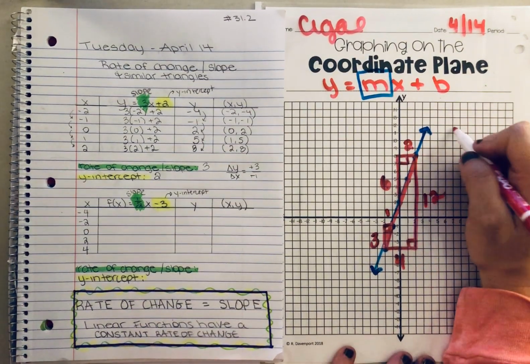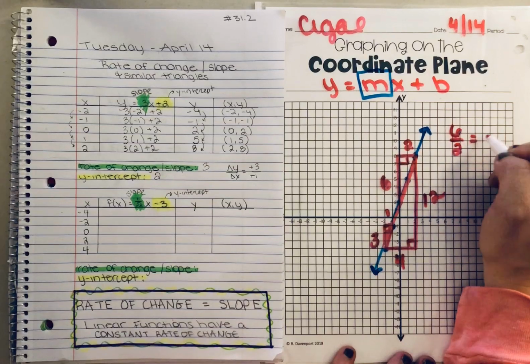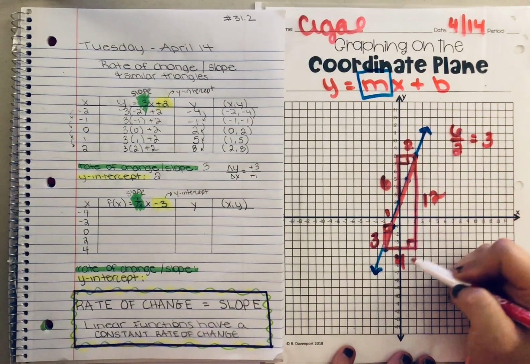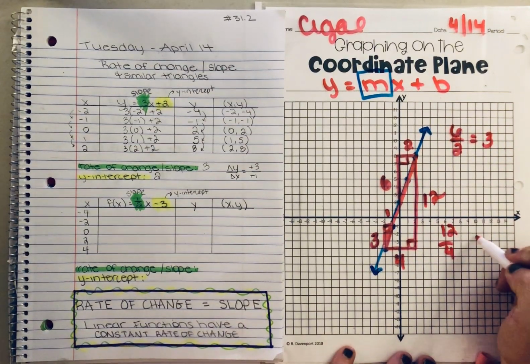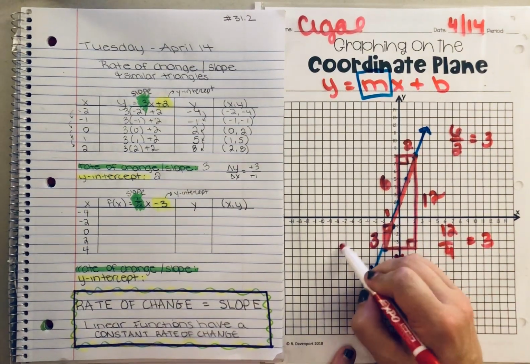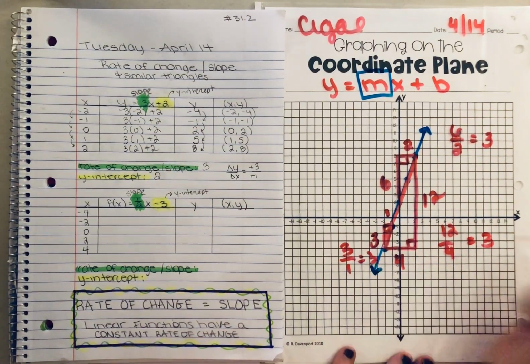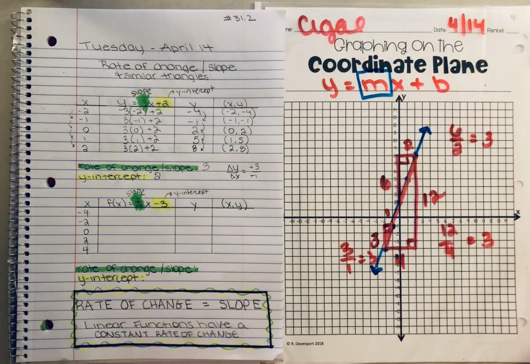Let's say I took this one. 6 divided by 2 is 3. 12 divided by 4 is 3. 3 divided by 1 is 3. So it really does not make a difference which points I pick. This thing has a constant rate of change. That steepness is the same no matter where I go on my graph.